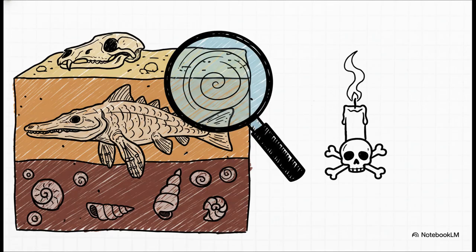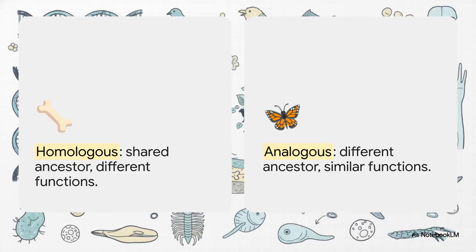Take Tiktaalik, for example. It's this absolutely incredible creature that literally bridges the gap between water and land. It has the scales and fins of a fish, but it also has the flat skull and limb-like fin bones of a land-dwelling amphibian. Plus, the fossil record reveals a pretty stark truth. Extinction is incredibly common.